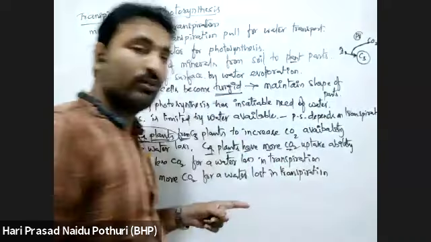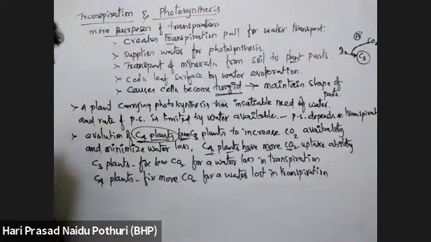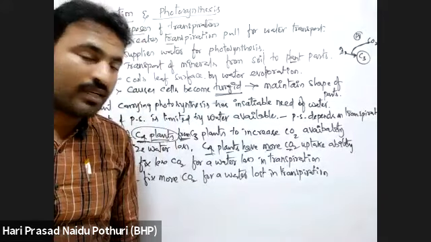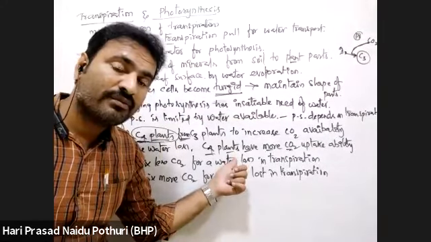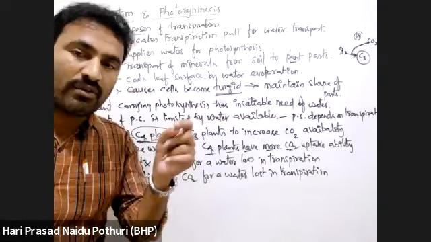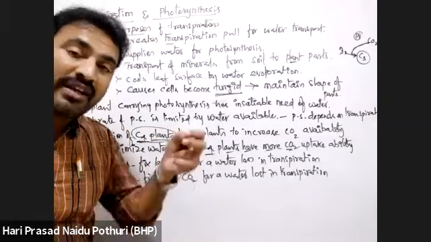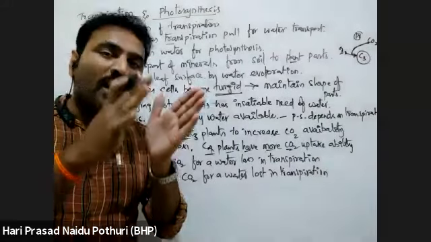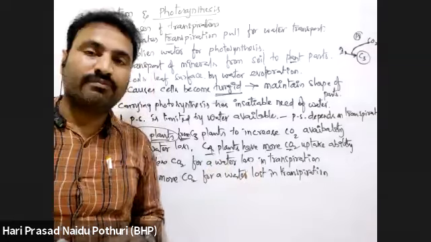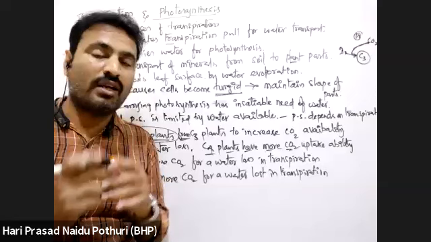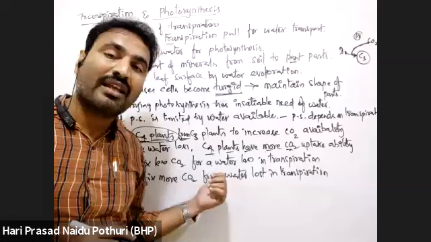This point will give a better explanation. Photosynthesis and transpiration are related, right? If CO2 is fixed more, the rate of photosynthesis is more. If CO2 is fixed less, the rate of photosynthesis is less. Suppose some amount of water, or 1 liter of water, is lost in transpiration.